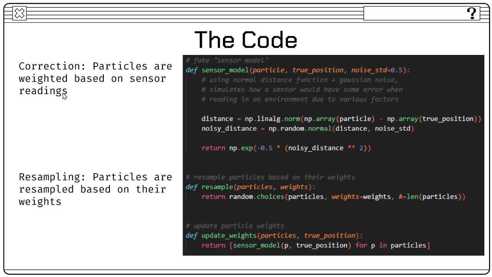So particles are weighted based on the sensor readings. So here, you take in a particle and then the true position of the robot, which is kind of our sensor simulation here. So I'm finding the Euclidean distance from that particle to the sensor, and then there's some noise applied to it to make it more realistic. But this is basically a distance function, which is our weight. And then we resample, so particles with higher weights are more likely to be included in the next iteration. So over time, due to these normal distributions, we're getting points that are more and more close to the true position of our robot or agent.